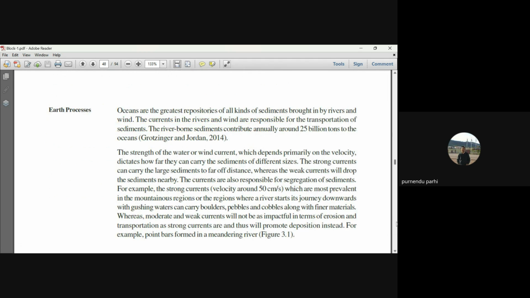Oceans are the greatest repositories of all kinds of sediments brought by the river and the wind. The currents in the river and the wind are responsible for the transportation of sediments. The river-borne sediments contribute annually around 25 billion tons to the ocean.